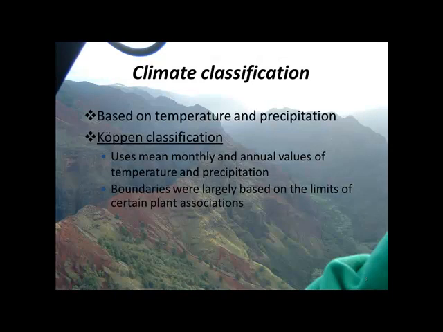Climate classification is based on both temperature and precipitation. We will be looking at the Köppen classification system, one way to divide the Earth into a bunch of different climates. This classification system uses the mean monthly and annual values of temperature and precipitation to divide the globe. It also brings the biosphere into the classification system by looking at the boundaries of where certain plant associations are limited.